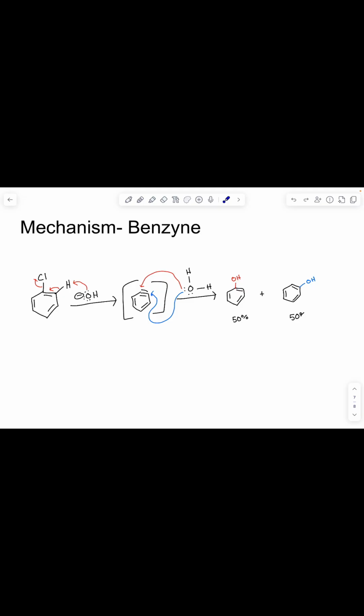So in this step, it's 50-50 in the product, because as you see here, you can either go here or here. It's the exact same. We don't really know which one. So we'll always have two products, and it's going to be 50-50.